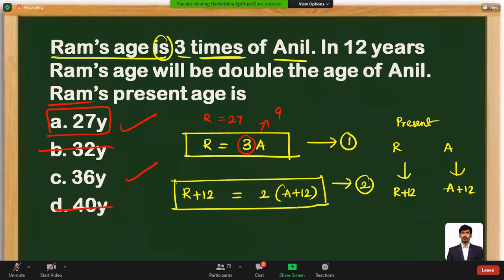If I substitute in the second equation, it must satisfy, otherwise it is not a correct answer. 27 plus 12 is going to be 39, which should be equal to 2 times A plus 12. A plus 12 means 9 plus 12, that is going to be 21. So it is also not matching. You can eliminate this option from the scenario. So definitely this is eliminated. What is left over is your answer. Mark your answer choice.